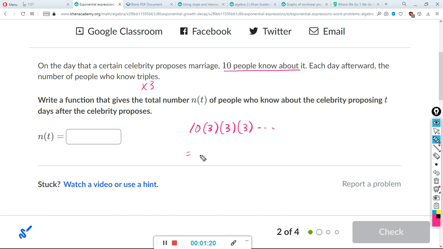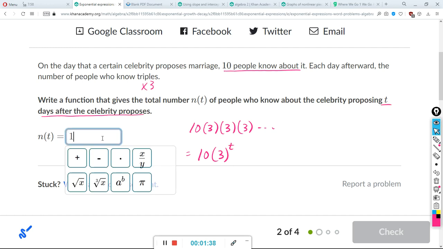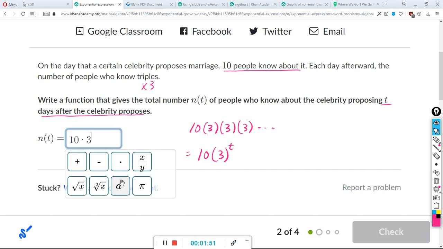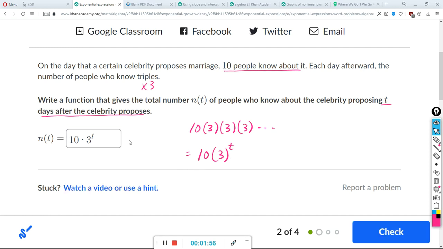All right, so that's going to equal 10 times 3 to the power of t, because it says t days after the celebrity proposes. So we write 10. And I guess you can use the dot for times, but you can also use the parentheses for 3. But I'm going to do 10 times 3. Click the exponent button and write t. So it's 10 times 3 to the t.